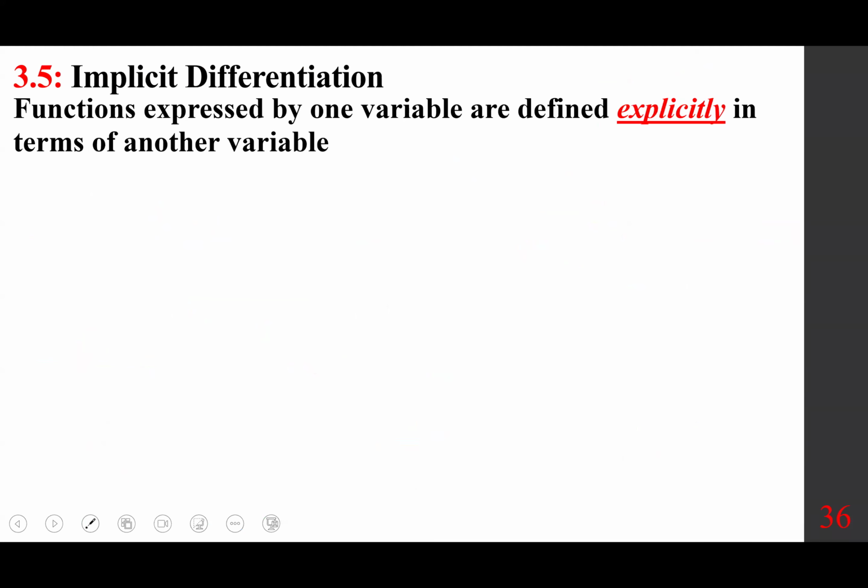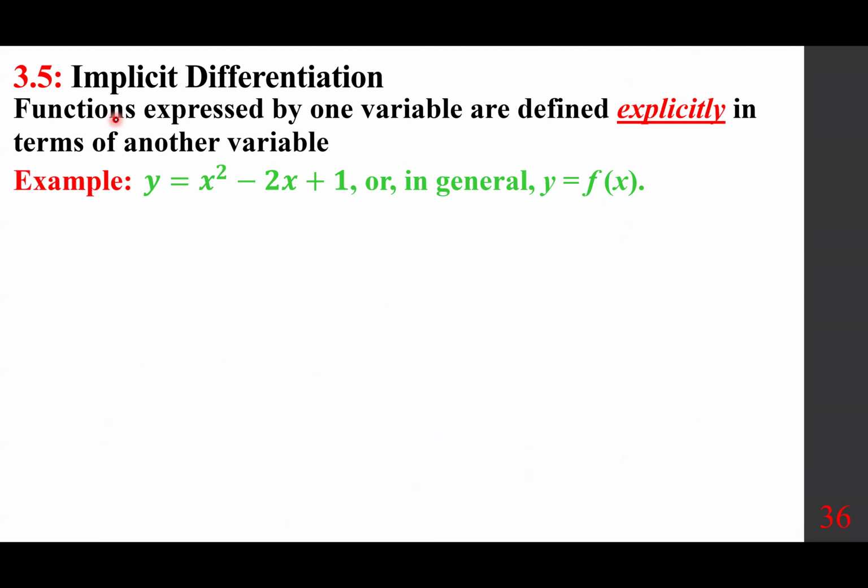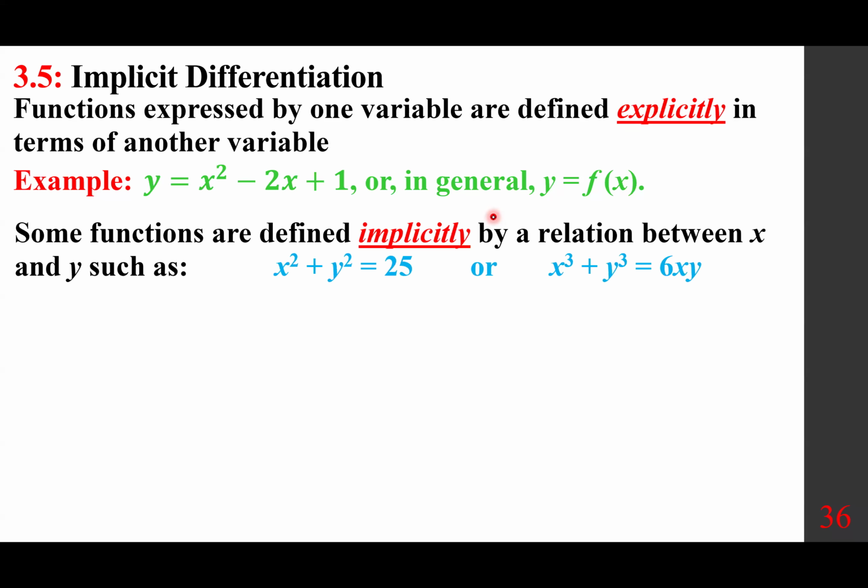Implicit differentiation. Functions expressed by one variable are defined explicitly in terms of another variable. Example, y equals x squared minus 2x plus 1, or in general, y equals f of x. Some functions are defined implicitly by a relation between x and y, such as x squared plus y squared equals 25, or x cubed plus y cubed equals 6xy.